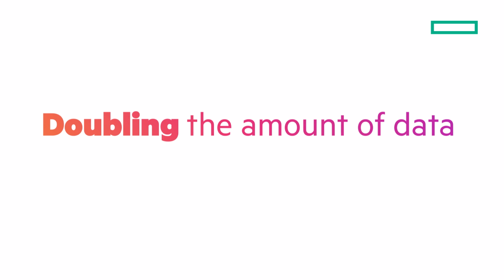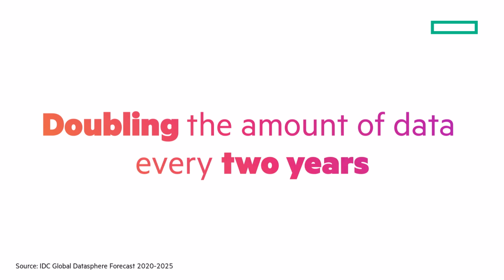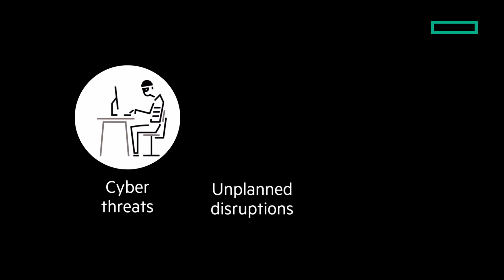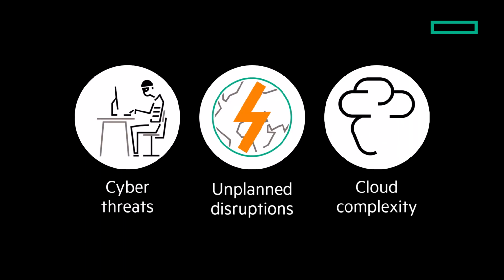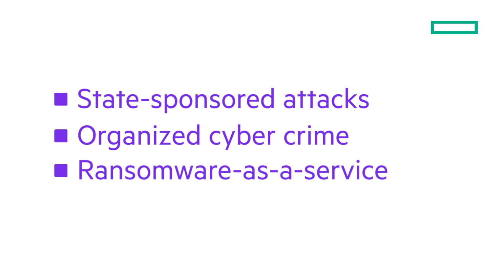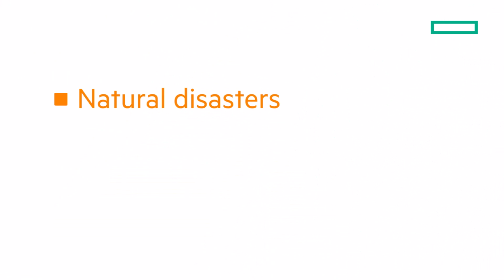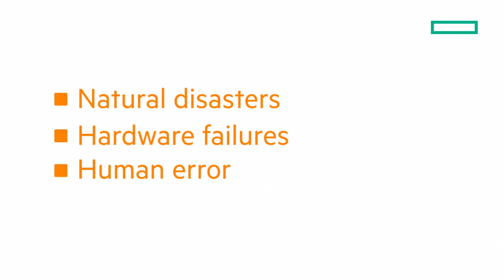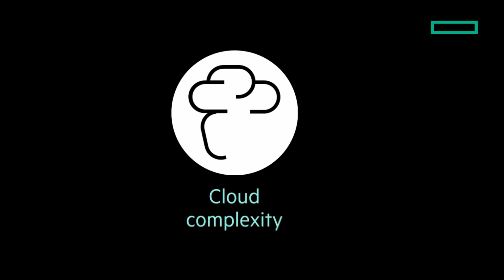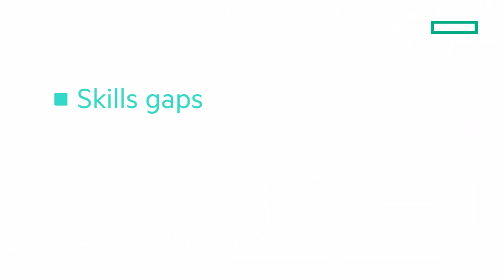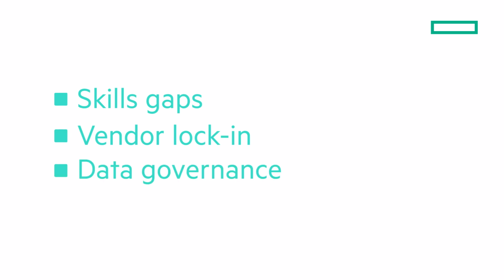Modern businesses are doubling the amount of data they manage every 2 years. That's a lot of data to protect, and experts say that there are three challenges that impact every single one of your data points: cyber threats, unplanned disruptions, and cloud complexity. Cyber threats continue to evolve, making state-sponsored attacks, organized cybercrime, and ransomware as a service all too common. Then we have unplanned disruptions, which include natural disasters, hardware failures, and simple human error. The third challenge is protecting workloads across multiple clouds, complicated by skills gaps, vendor lock-in, and data governance. All of these prevent your business from evolving quickly.